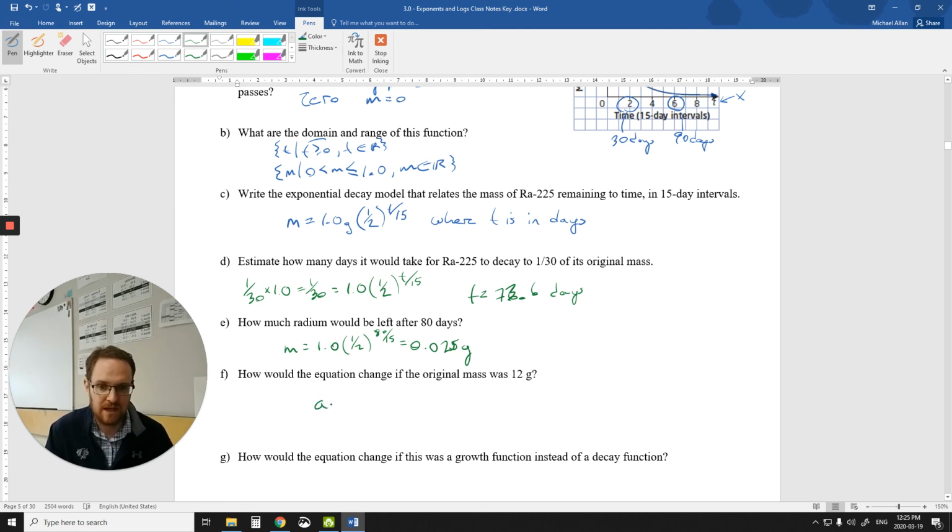How would the equation change? The A value would now be 12 grams. So I have 12 grams times a half to the power of t over 15.